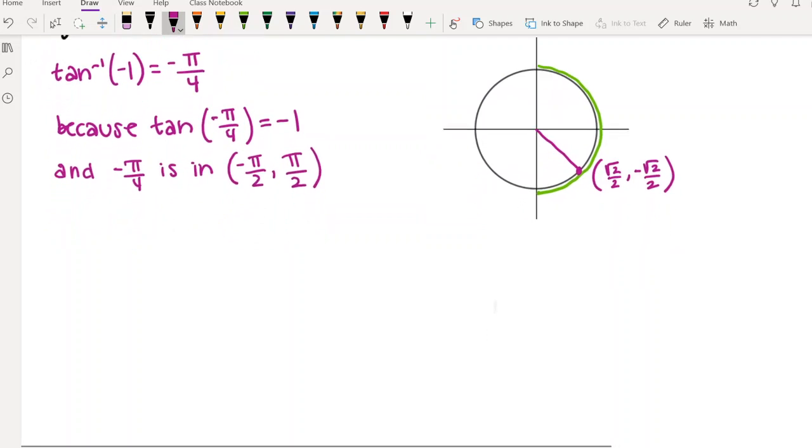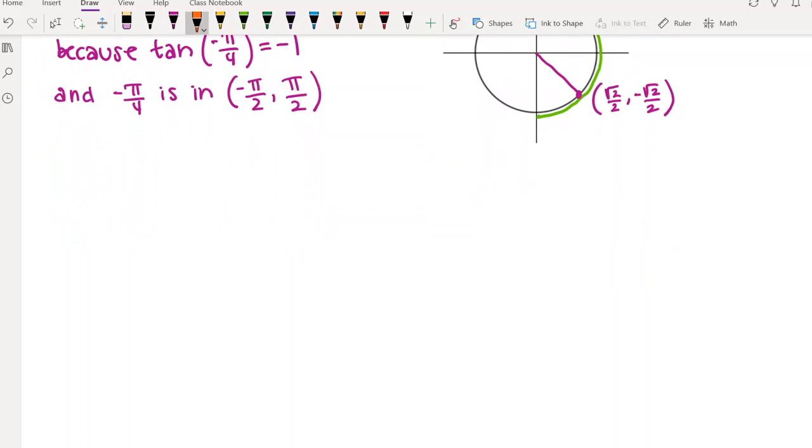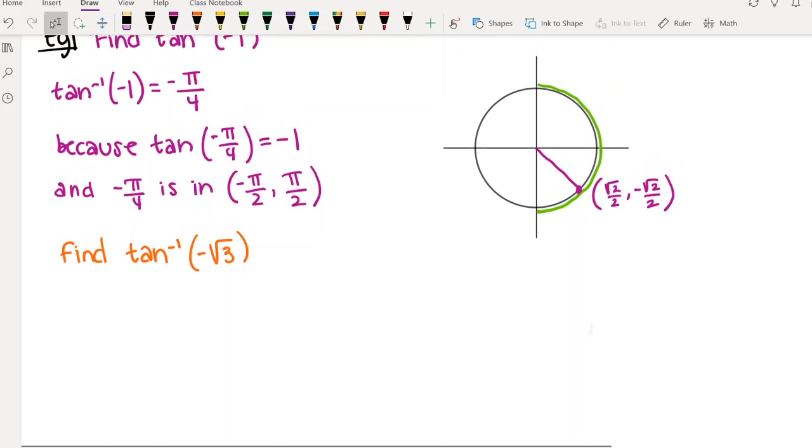Okay, so let's try a couple more. I think when you have 1 or -1, those are the easiest ones. But these next two I think are a little bit trickier. So what about inverse tangent of negative root 3, let's say? So how would I think about this one?